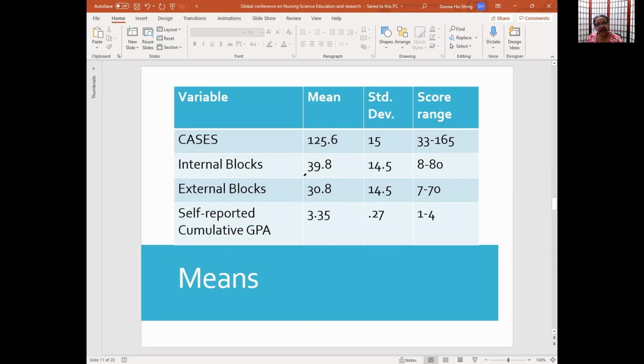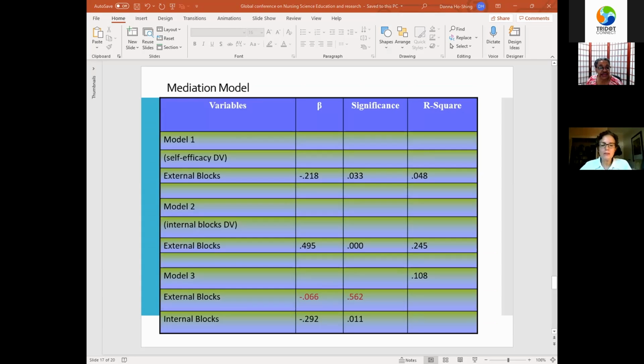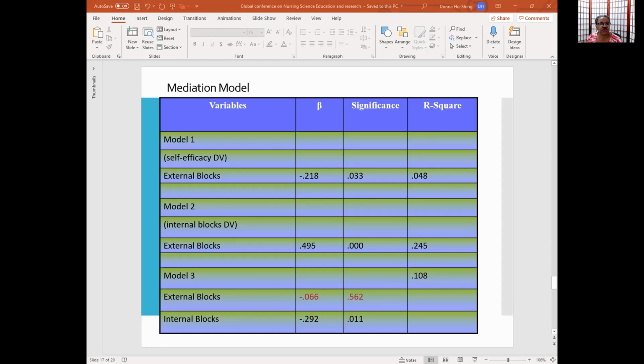It's saying that they had quite a few blocks to achieving successful outcomes. The external block scale was a little bit better, I would say, they were satisfied, and there were no relationships with academic success. However, correlational analysis indicated that external blocks was significantly related to internal blocks and self-efficacy. And so I conducted further analysis to see if internal blocks mediated the relationship between external blocks and self-efficacy.